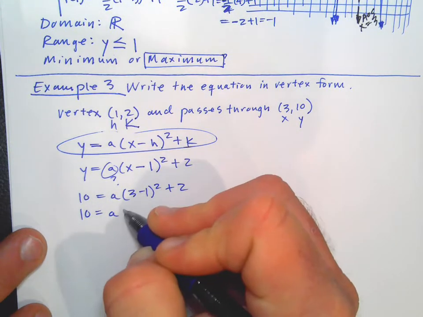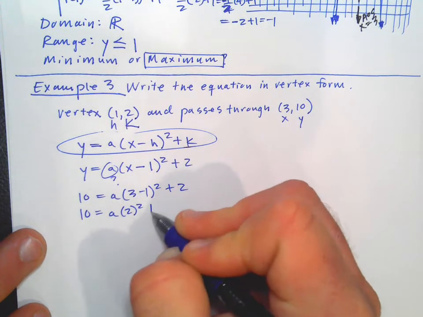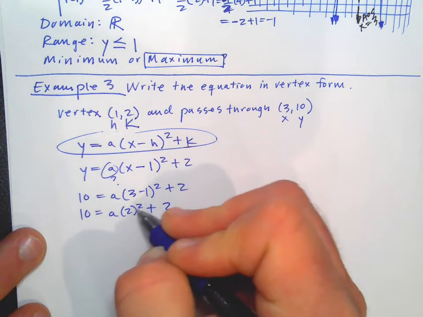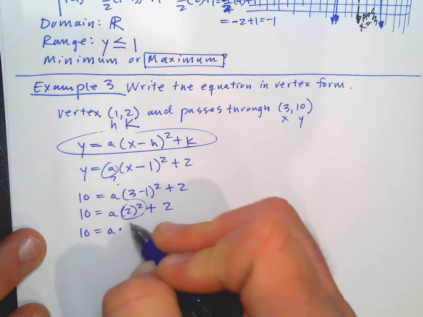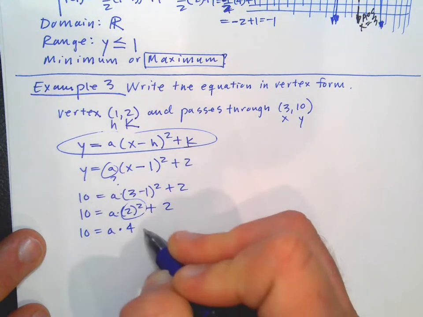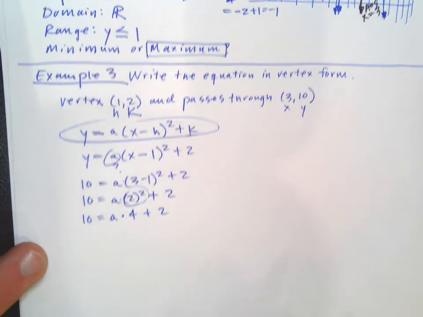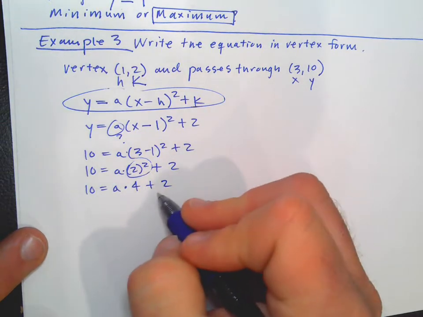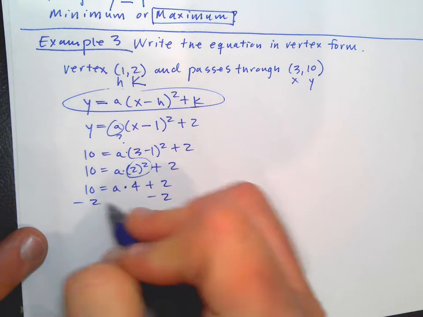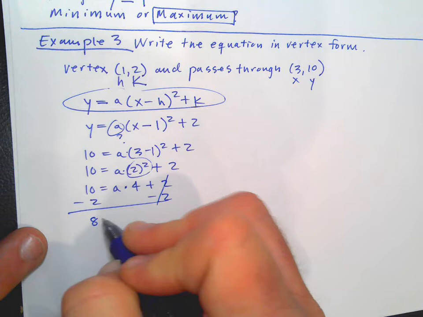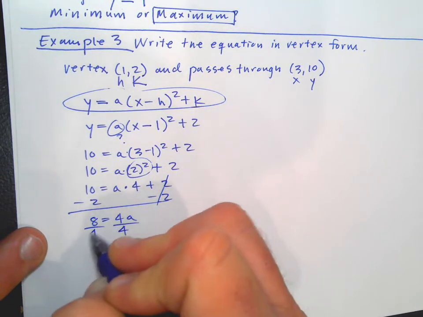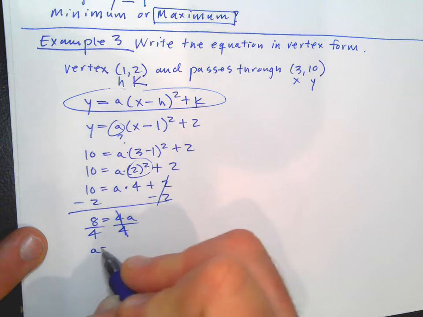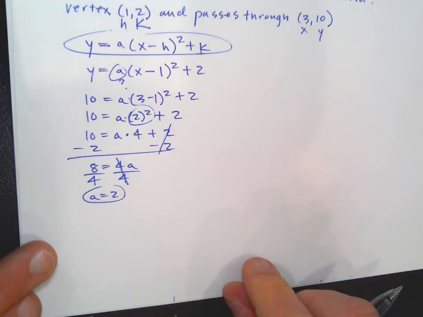3 minus 1 is 2, squared. Parentheses, exponents would be next. 2 squared is 4, and that's multiplication right there. And then we could start to get a by itself. Like we would subtract 2 from both sides. And a times 4 is 4a. Divide both sides by 4. And a equals 2. That's not our answer.